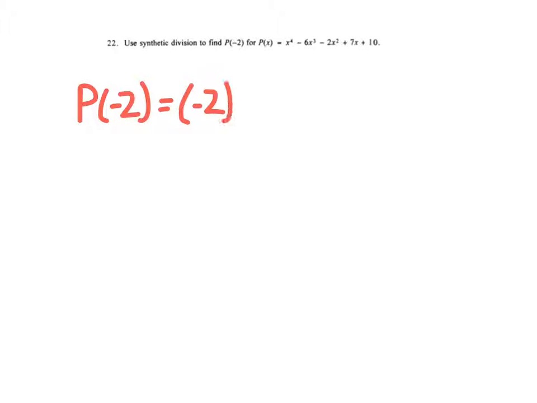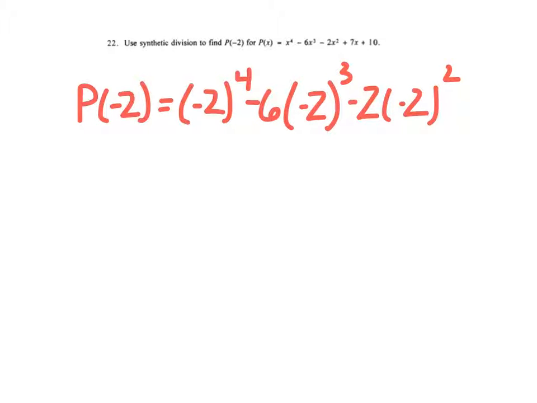So we're going to have negative 2 to the fourth minus 6 times negative 2 to the third minus 2 times negative 2 squared plus 7 times negative 2. Oh, sorry, my pen is not working. What was this one supposed to be? That was supposed to be 7 times negative 2. Hold on, let's fix it so it looks okay. Plus 7 times negative 2, and then plus 10. I'm going to simplify everything.